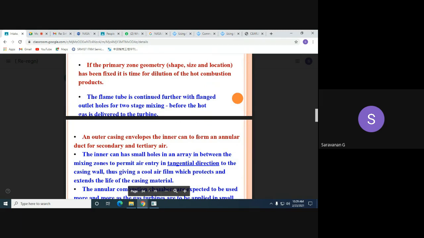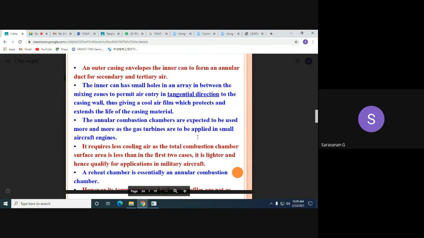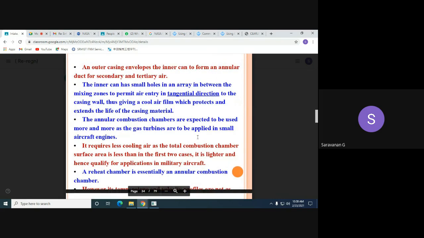The outer casing allows the inner can to form an annulus for secondary and tertiary air. The inner can or inner tube can have small holes in an array in between the mixing zones to permit air entry in a tangential direction to the casing wall, thus giving cool air which protects and extends the life of the casing material as well as the outer casing.